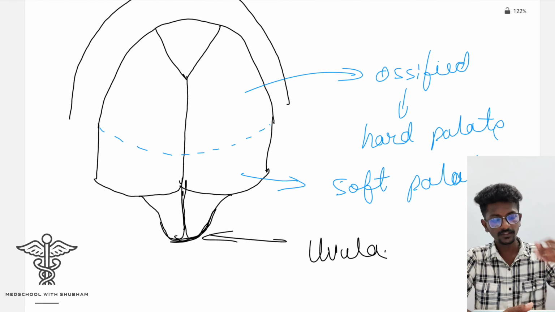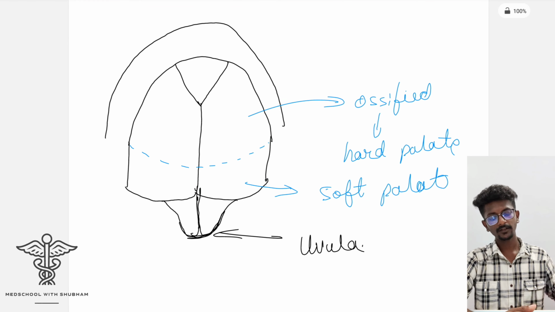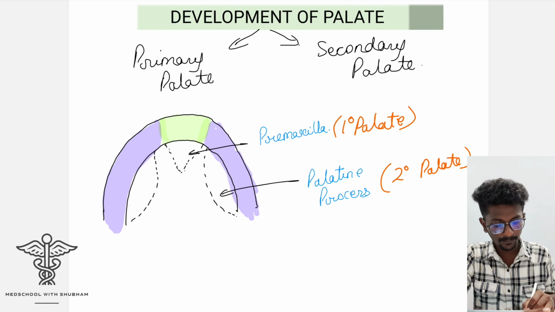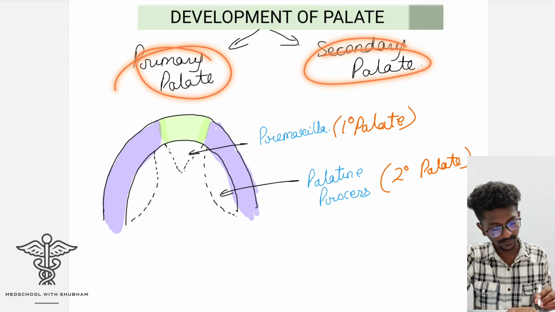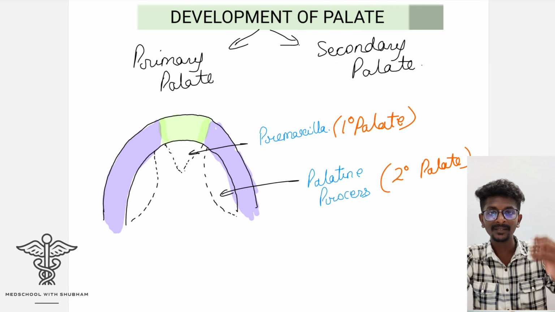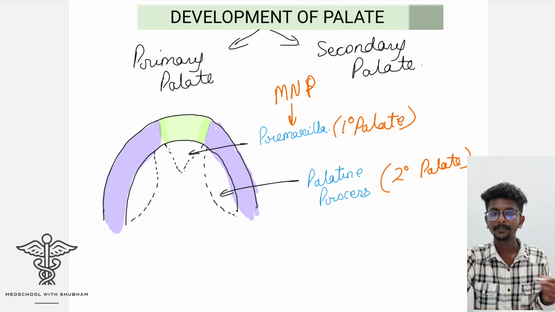Okay, so we got the hard palate, we got the soft palate, and we got the uvula. I hope this is very clear. What are the two components that we require? The primary palate and the secondary palate. The primary palate is the premaxilla. It is derived from the medial nasal process. The medial nasal process will give rise to the premaxilla.